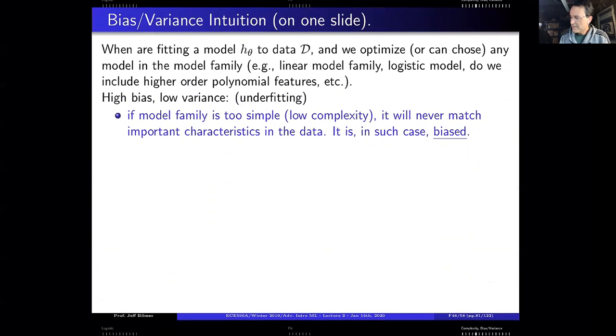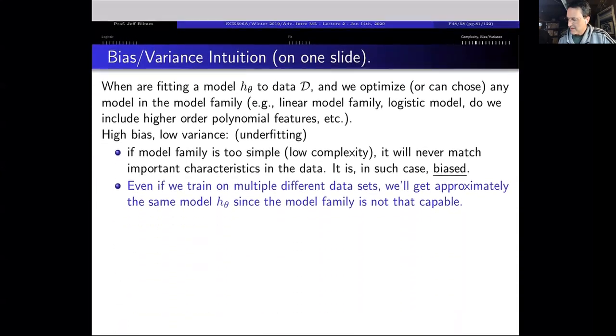So if it's the case that the model family has low complexity, meaning it's too simple, then what that means is it never will match the properties and the characteristics and the aspects of the data that we care about. In which case we say that such a model is biased, right? It regularly underfits because it can't really find and represent the important properties that exist in the data.